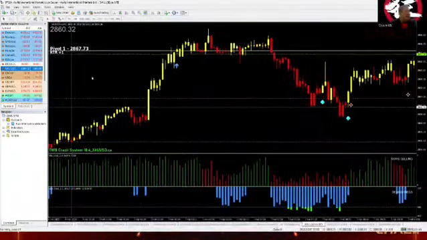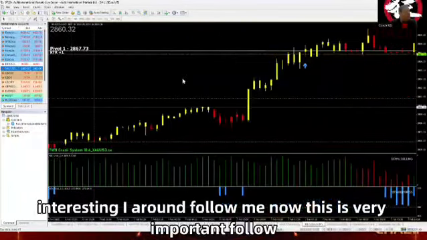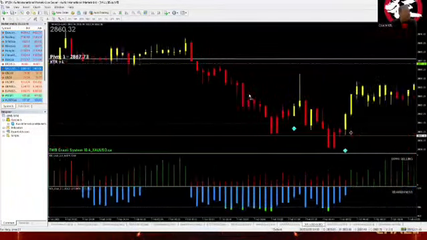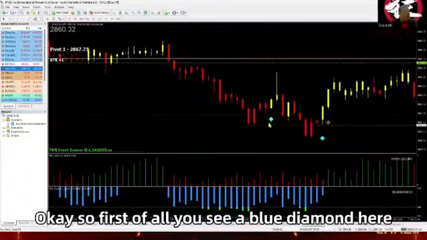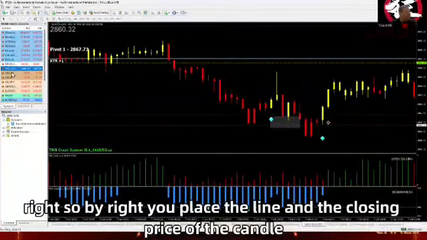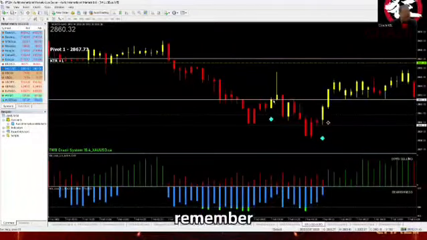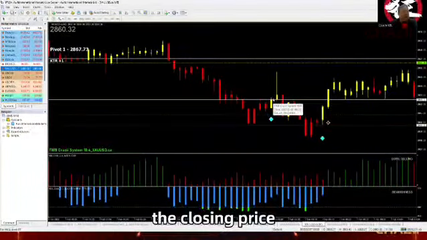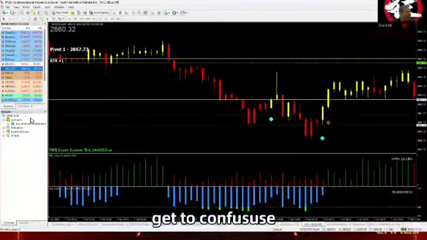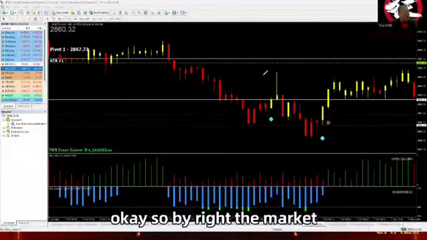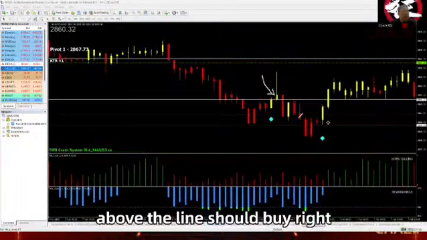Okay, now this is where it gets interesting. Everyone follow me now. This is very important. Follow me. Okay, so first of all, you see a blue diamond here, right? So by right, you place a line at the closing price of the candle. Remember, it's always the closing price, not the high, not the low, not the open. Yeah, don't get yourself confused. Okay, so by right, when the market is above the line, you should buy.